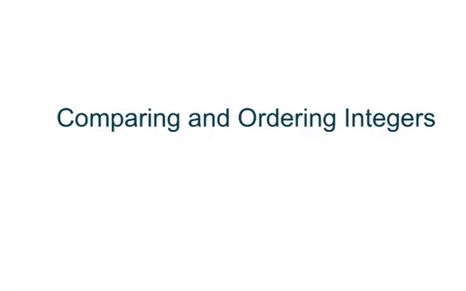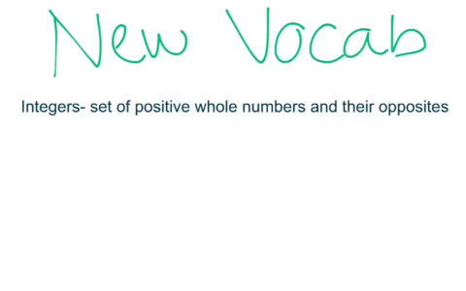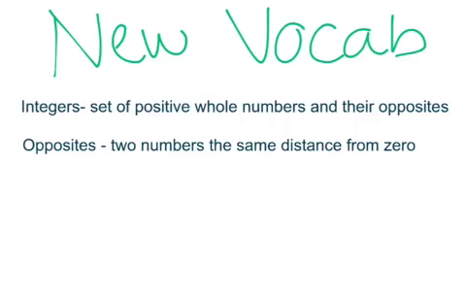Today's lesson is going to be comparing and ordering integers. Now we'll have some guest speakers explaining some vocab words we'll need to know for this lesson. Integers are a set of positive whole numbers and their opposites. Opposites: two numbers the same distance from zero.